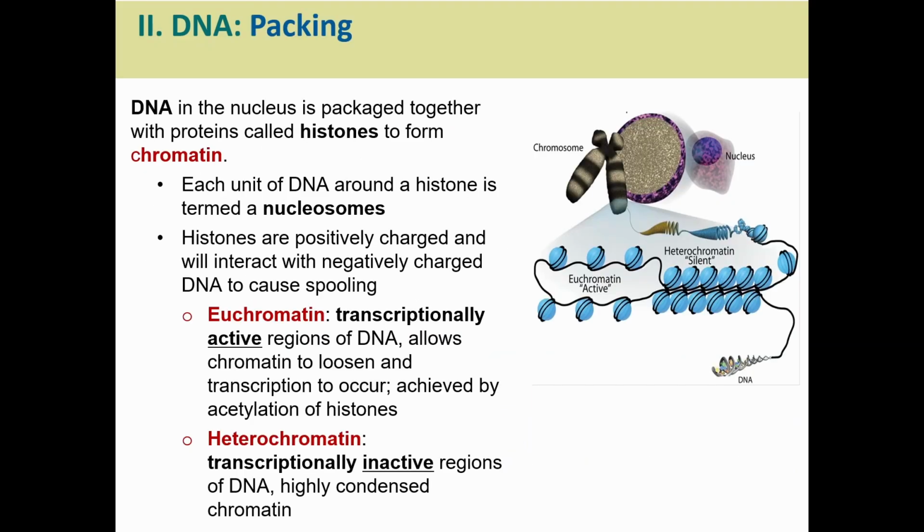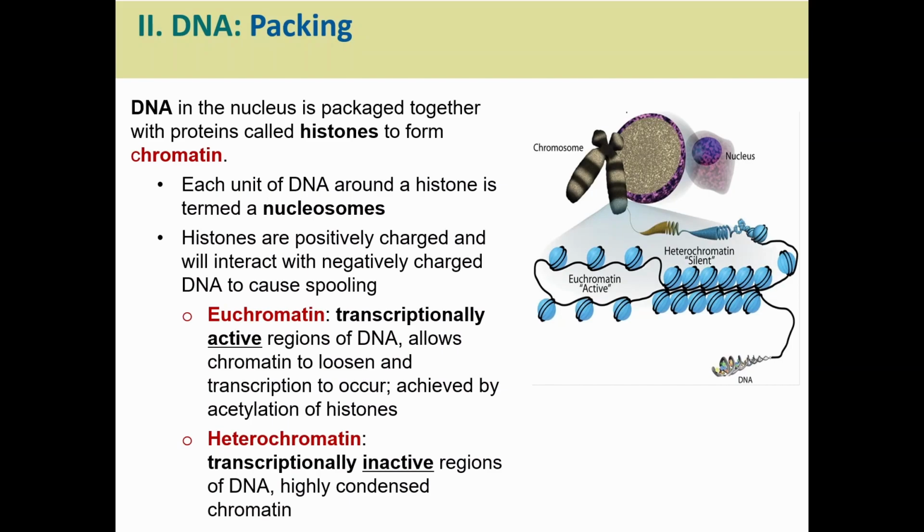So we have these histones that are used to wrap DNA around to form chromatin, and then the packing of that DNA unit around a histone we call a nucleosome. So altogether, the DNA wrapped around the histone is a nucleosome. Now, why do these wrap together? Because histones are charged positively and DNA has a negative charge, and so opposites attract, which causes the DNA to spool around it.